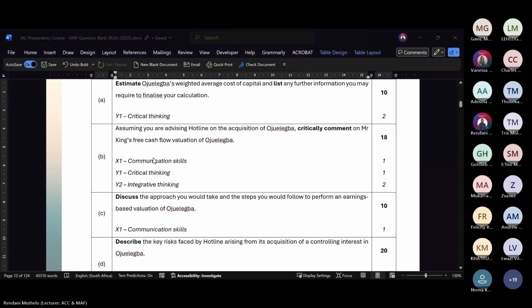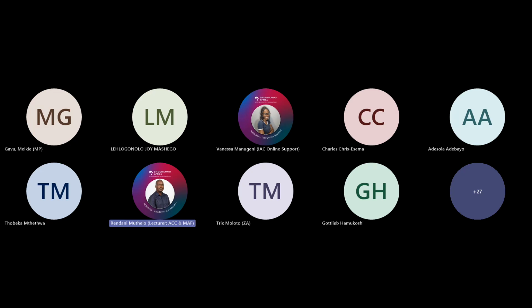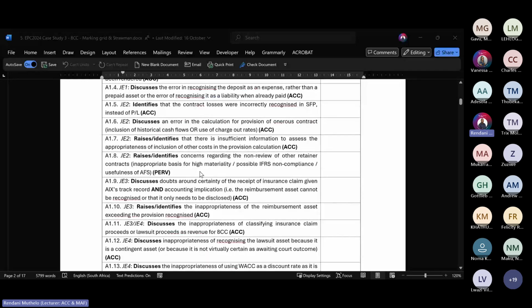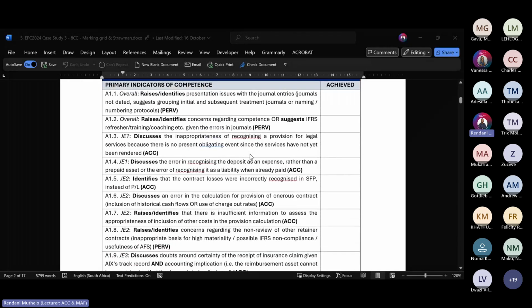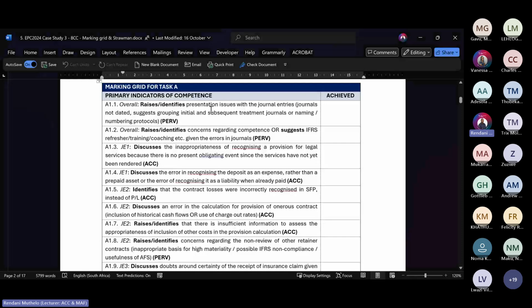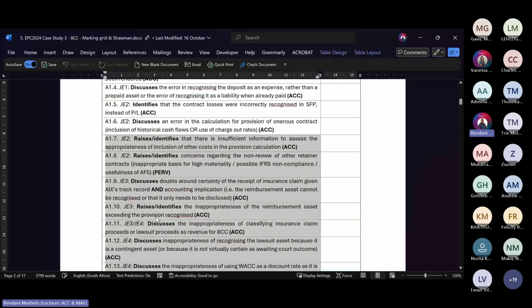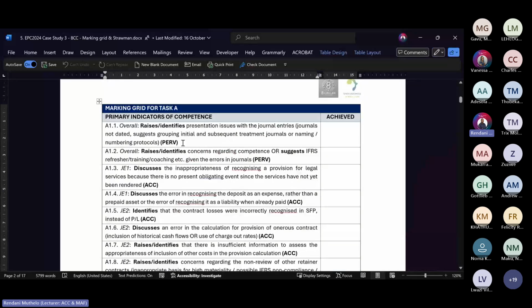Any other question? What I was saying is in terms of the APC, with the APC we don't use marks. We use what we call a marking grid, which some people call a rubric. It looks something like this. There will be a task, and someone will answer, but these are the possible points one could have raised, and each and every one is categorized.